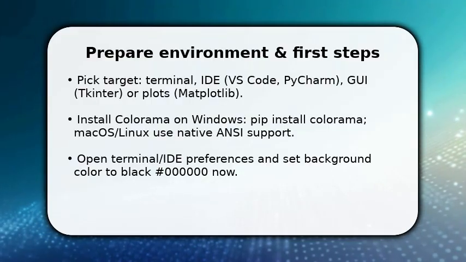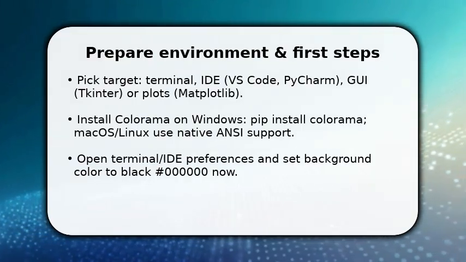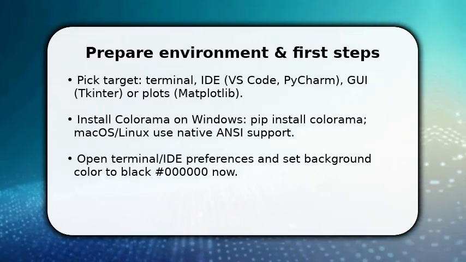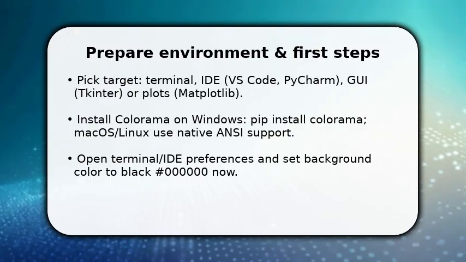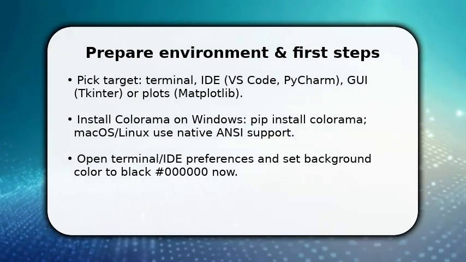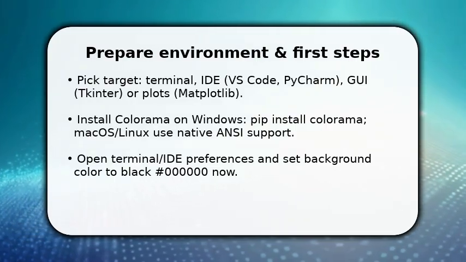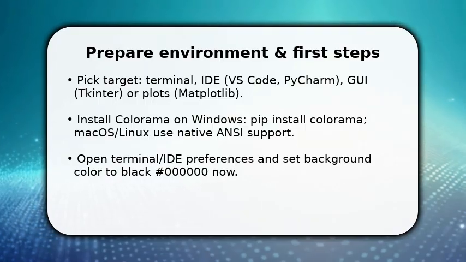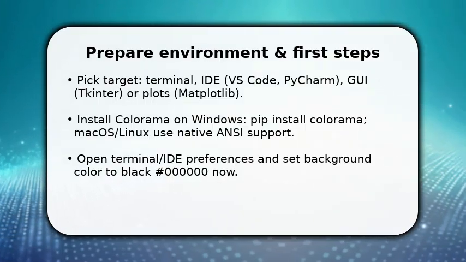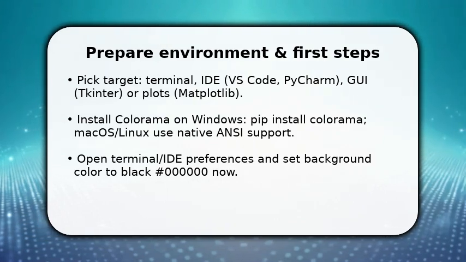You start by choosing where you want the black background and acting immediately. Pick terminal versus IDE versus GUI or plotting, because each path needs different tweaks. Install Colorama on Windows now with pip install colorama so Python can emit ANSI colors. On Mac OS and Linux, you typically don't need that. Then open your terminal or IDE preferences and set the background color to black, #000000. Once done, you'll have the base environment ready to apply Python-side changes.